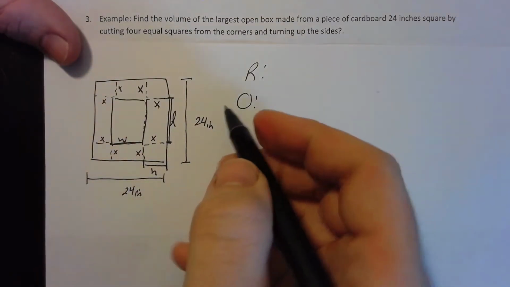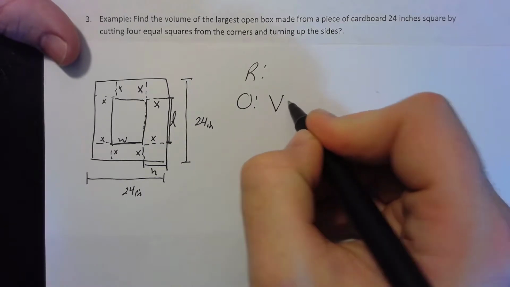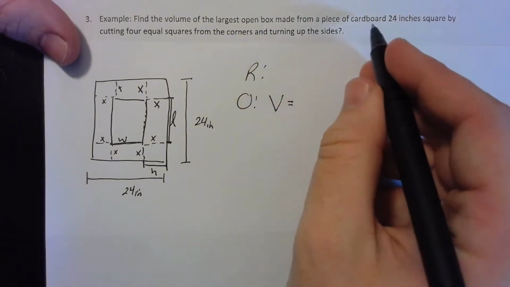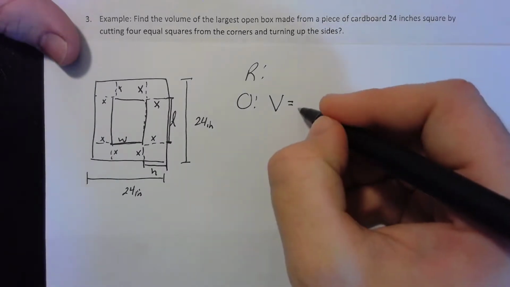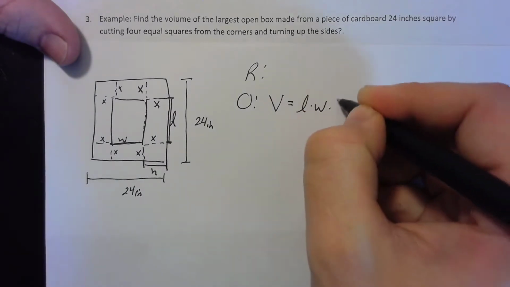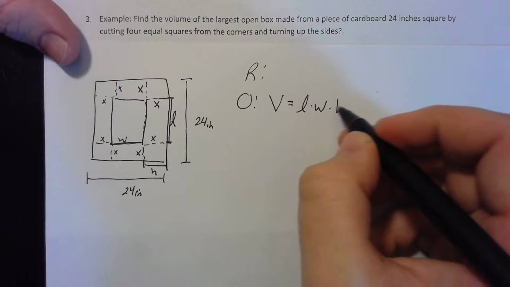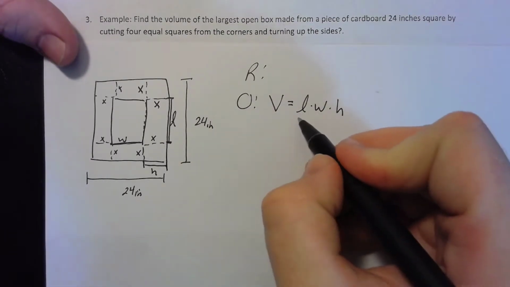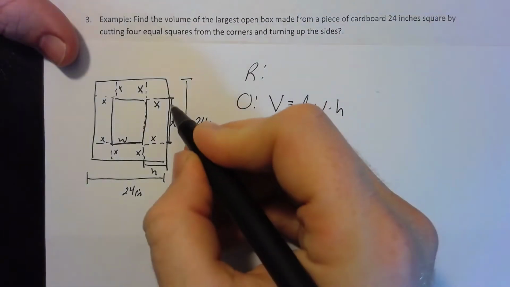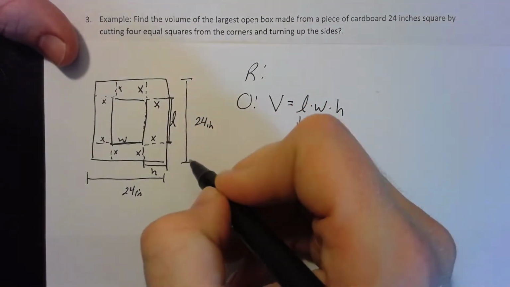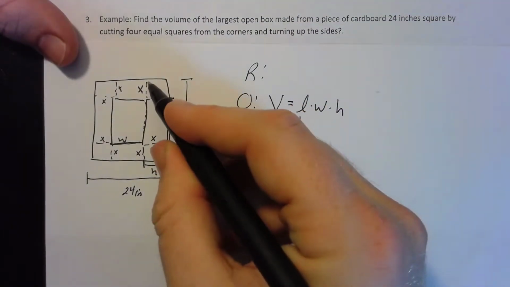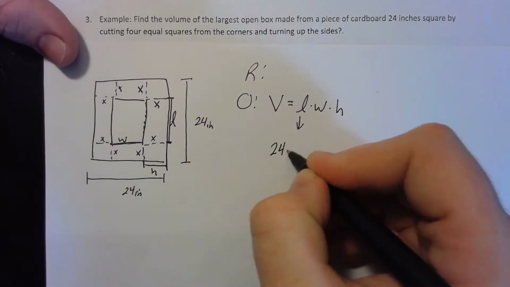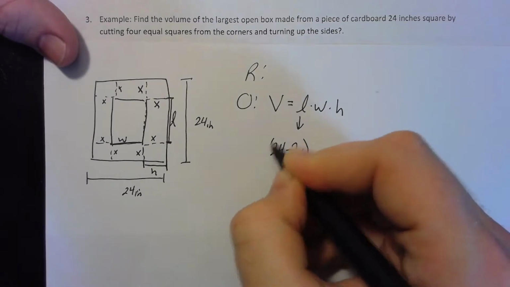So our optimization equation actually revolves around, again, the volume of a box, the largest open box made from a piece of cardboard 24 inches squared. In that case, I need length times width times height. I need to be able to take the derivative of this optimization equation. In which case, I know what my length is. My length is going to be this distance right here, which is 24 minus x minus x. So my length is actually 24 minus 2x.